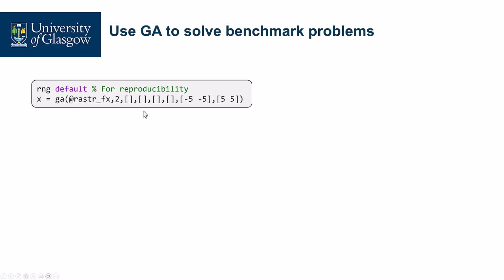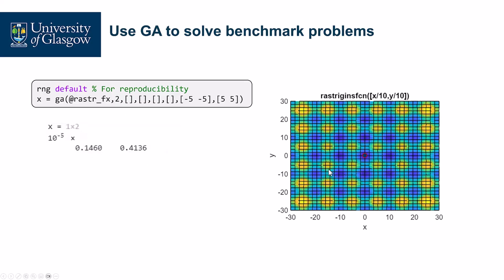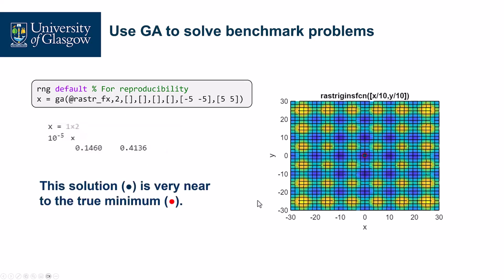Let's see what happened when we use this command. Then we can see this is the result. Notice there is a 10 to the power of -5. So we can see this is quite near the global optimum, very near to the true minimum. You can write it yourself, see the live script.